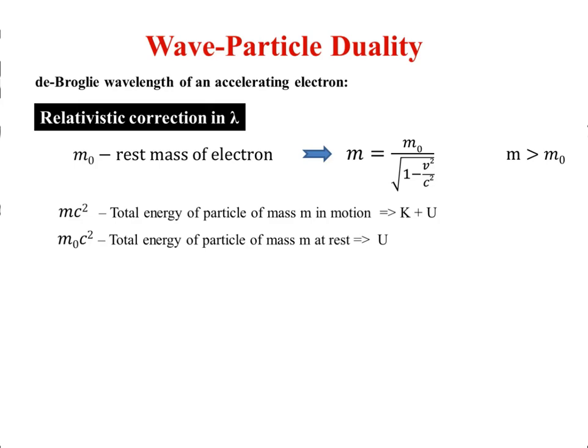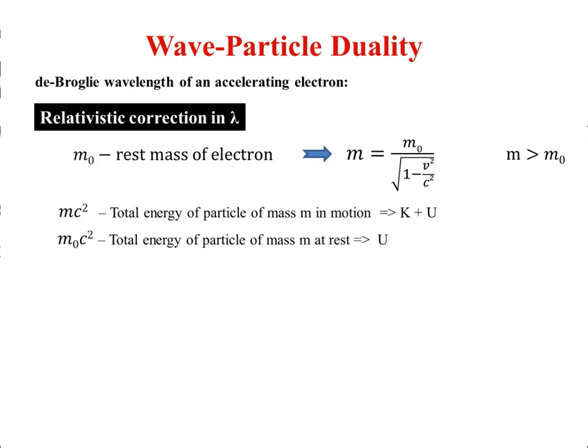To find that, let us have this approach. mc square is the energy of a particle in motion, and the total energy of a particle in motion is the summation of kinetic energy and potential energy, while m naught c square is its total energy when the particle is at rest. So m naught c square must be its potential energy only.